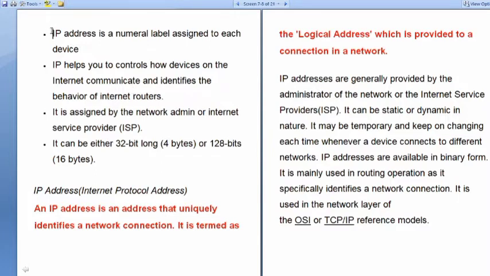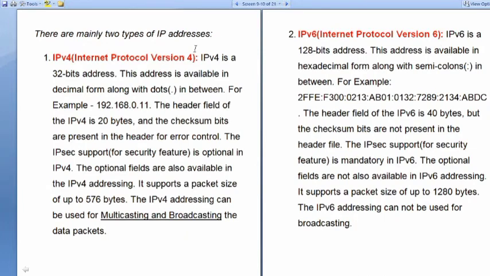Now, an IP address is a numeric label that is assigned to each device. It is 32 bits long or 128 bits, and it is provided by the network admin or internet service provider, ISP. The internet service provider provides the computer with an IP address. Now, there are two types of IP addresses: one is IPv4 and the other is IPv6.